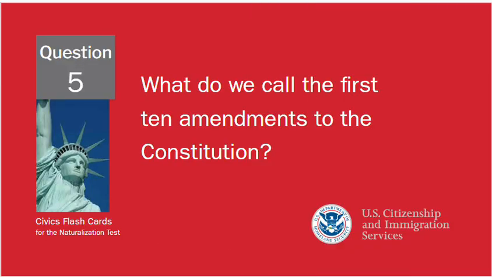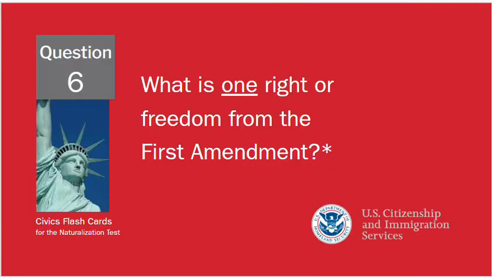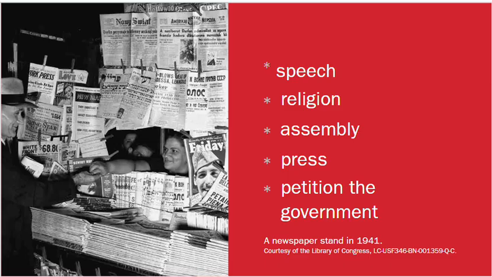What do we call the first 10 amendments to the Constitution? They are the Bill of Rights. And there will be other questions as we progress through that will be more specifically directed to those particular rights. What is one right or freedom from the First Amendment? Now, notice it asks for one, but there are a lot of them, so you can choose the one that's easiest for you to remember. You have freedom of speech, religion, assembly, press, petition the government.